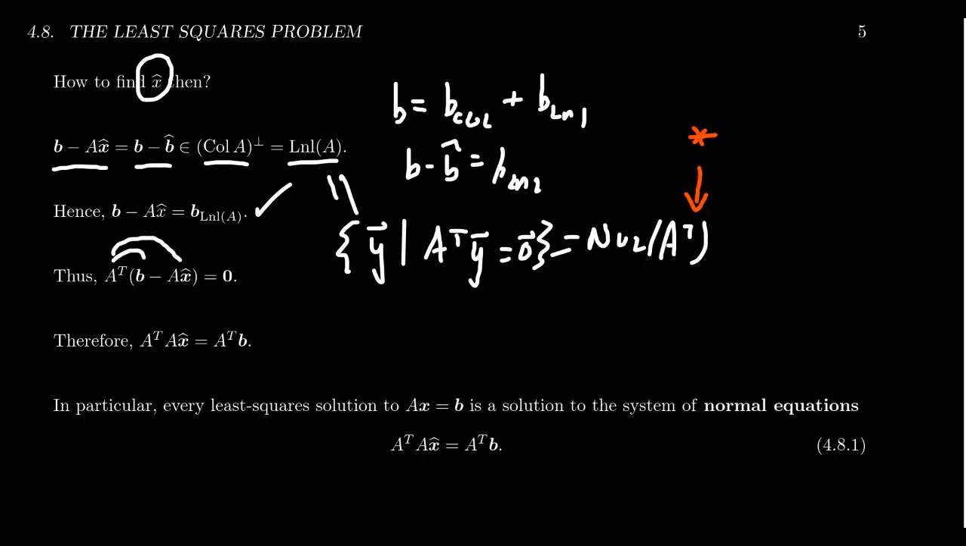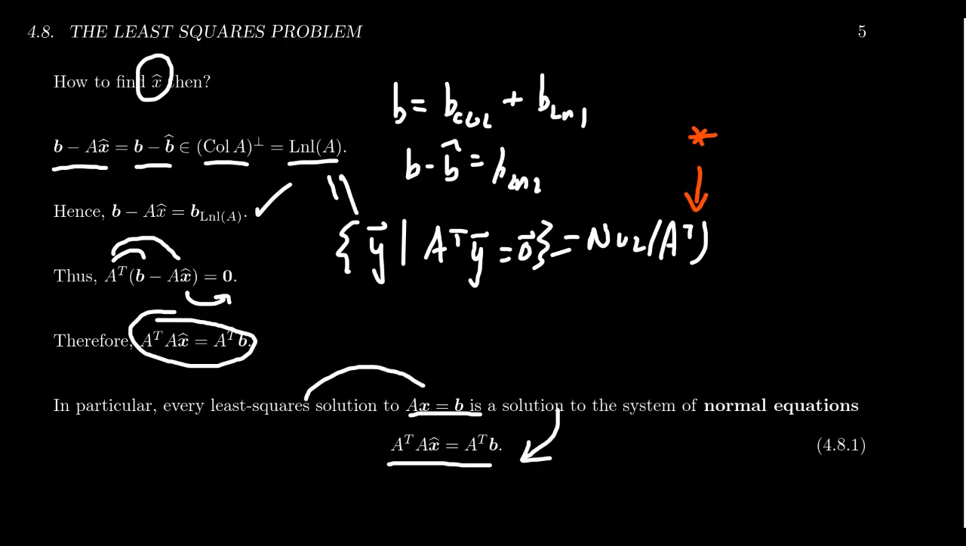Distribute the A transpose here and then move one to the other side. You're going to get that A transpose AX hat equals A transpose B. And so this matrix equation is going to be pretty important. If you have the linear problem AX equals B, you can compute what's called the normal equations, A transpose AX equals A transpose B. And a solution to the normal equations gives us a least squares solution to the linear equations. And why we call them normal equations is because, even though you see a single matrix equation, I don't see any other equations. Well, that's just because one matrix equation represents a system of linear equations. So there's more than one there.